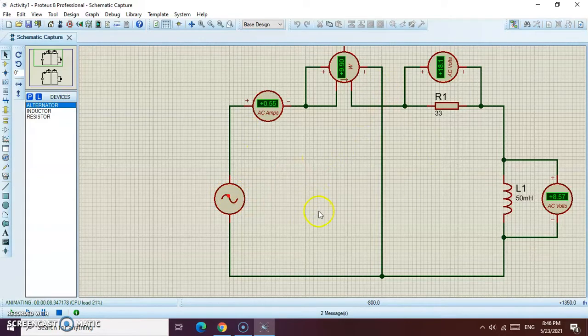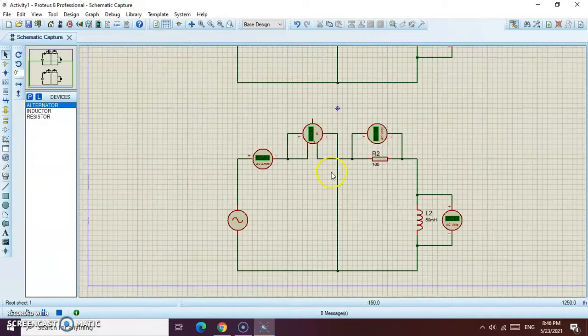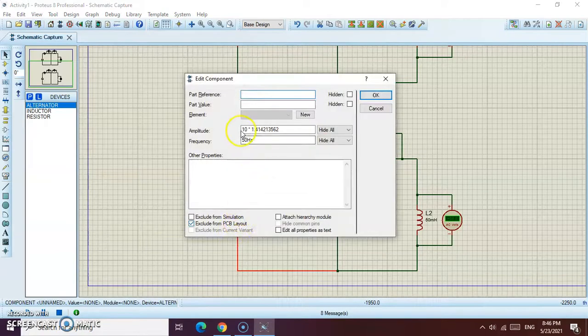This is for activity 1, and the second part is we need to change the resistor to 100. I have constructed another circuit below, and now we see it together. This circuit is the same as the above one, and the difference is just the value of the resistor. So when we change the value to 100, we repeat the same procedure, which is setting it to 10 multiplied by the square root of 2, and setting the frequency to 50 hertz.